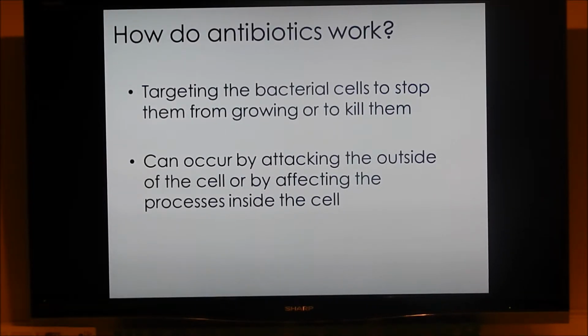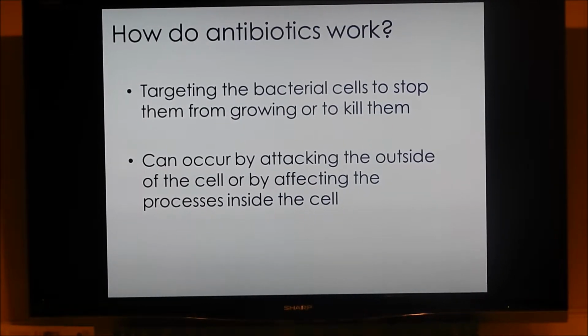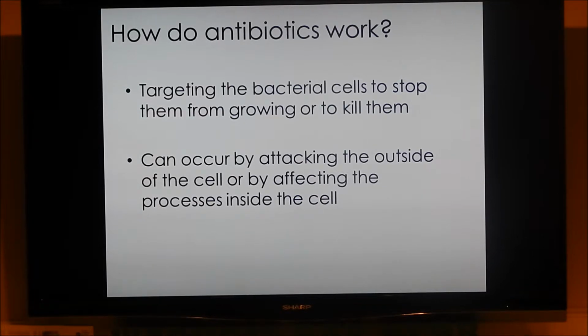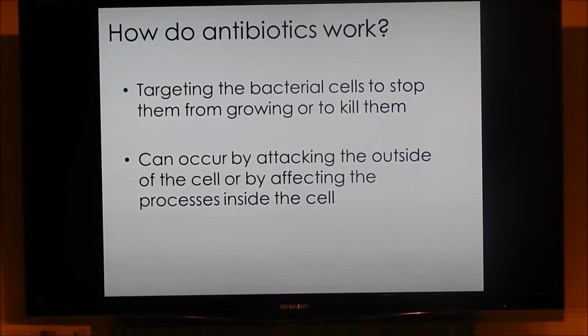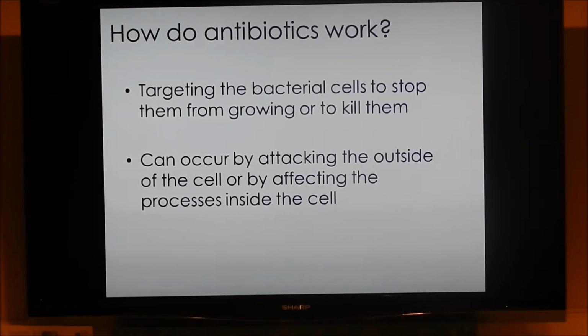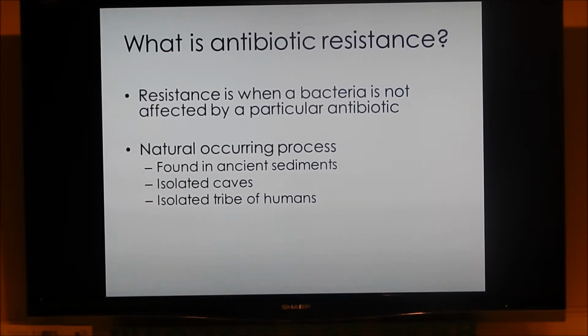And so that leads well into how antibiotics work. So in general, they target the bacterial cells to stop them from growing or to kill them. And this can occur by attacking the outside of the cell through the cell membrane or the cell wall, or by basically stopping or hurting the processes within the cell. And there's lots of different ways that antibiotics can do that, but we're not going to get into all of them today. So does anyone have any other questions about antibiotics before we move into antibiotic resistance?